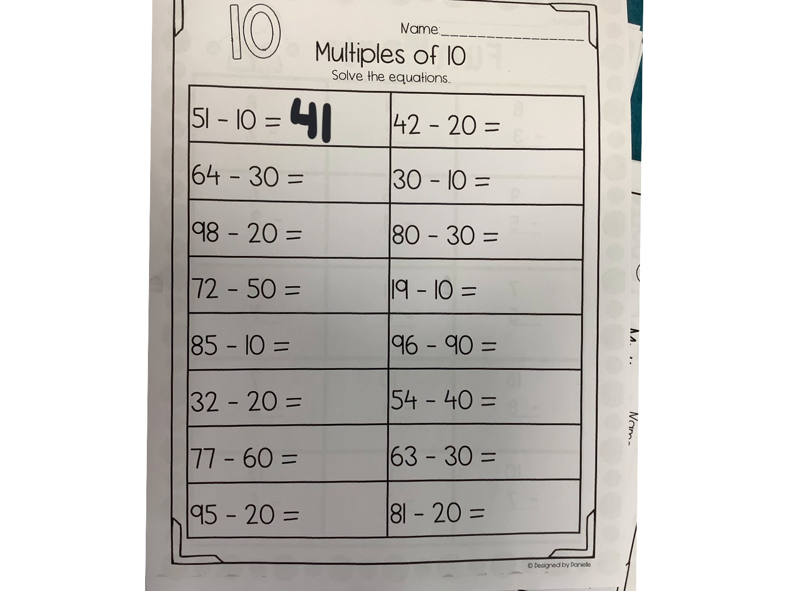Good, and then on our next one, we have 64 minus 30. So now we're going to count back 3 times, okay? So 54, 44, 34. 34. Good. 98 minus 20. 88, 78. So we're just counting backwards.